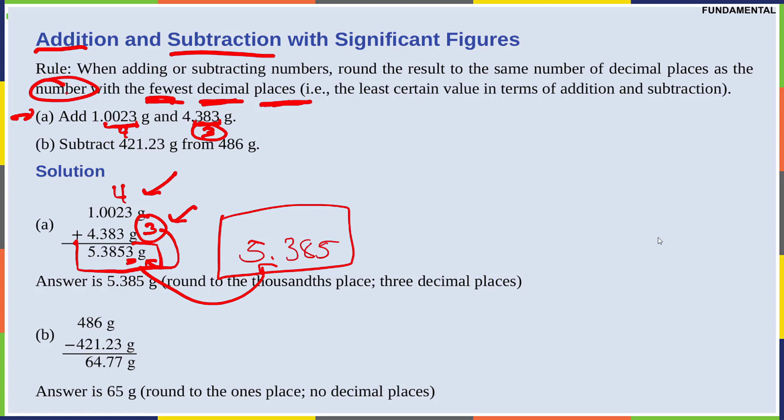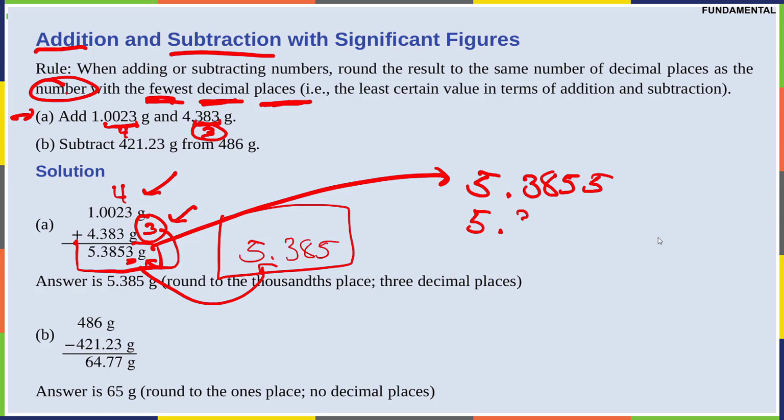Now let me comment on this though. Say that you would have gotten over here 5.3855. Well, you can still only have 3 numbers to the right of the decimal, so this 5 would have to go away, but in this situation, it'd be 5.386, right? Because this number here is 5, right? So if it's 1 to 4, you round down, and if it's 5 to 9, you're going to round up, and you learned that in elementary school, all right?